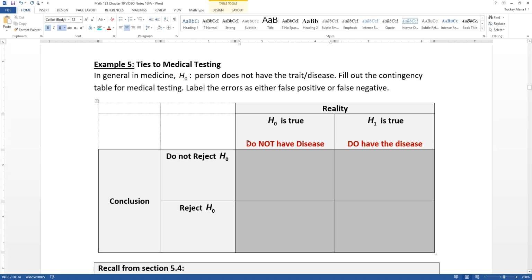Okay, so if the null hypothesis is true, and over here, if you do not reject the null hypothesis, you're saying, yep, you don't have the disease. That means that you're testing negative, right? So the test comes back negative. Yep, you don't have the disease. That's what the doctor's office tells you, right?